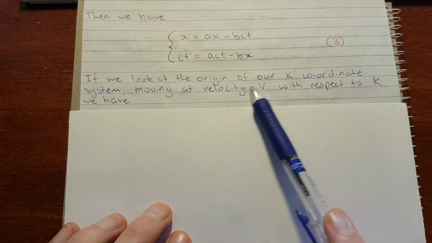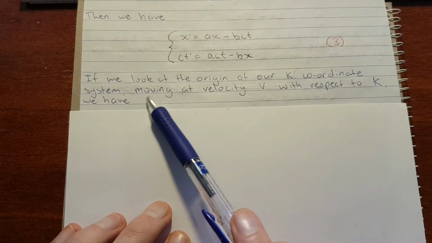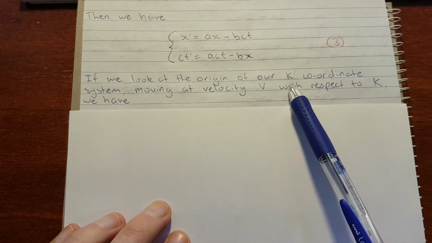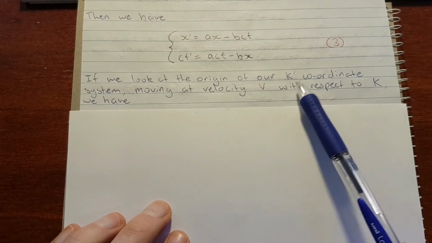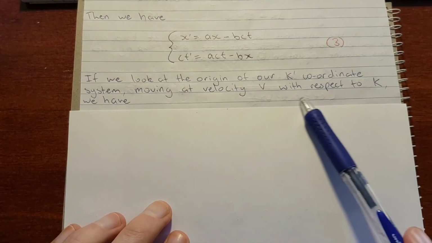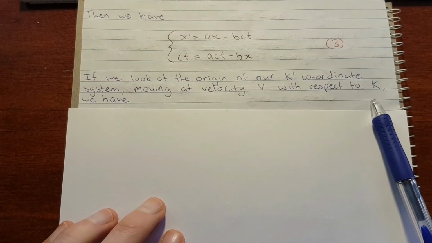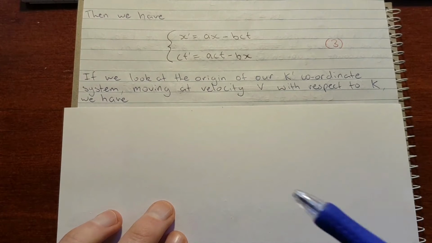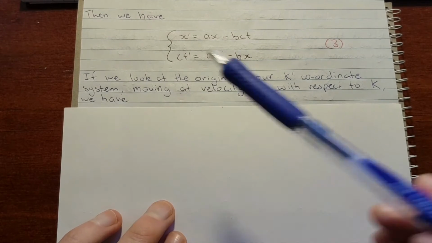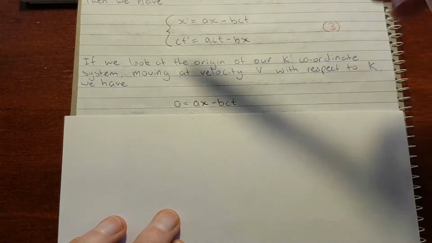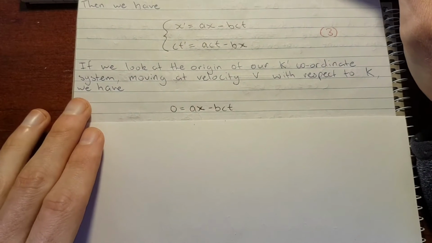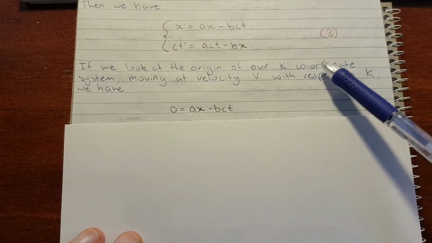So if we look at the origin of our k-primed coordinate system, moving at velocity v with respect to k, so what we're saying is we're looking at the origin of our train, the coordinate system that's attached to our train, which is our k-primed, moving at velocity v with respect to k, which is the platform, the train station. So if we look at the origin of this system in our train, we have 0 on this side, because this x primed is our x coordinate in our k primed system.